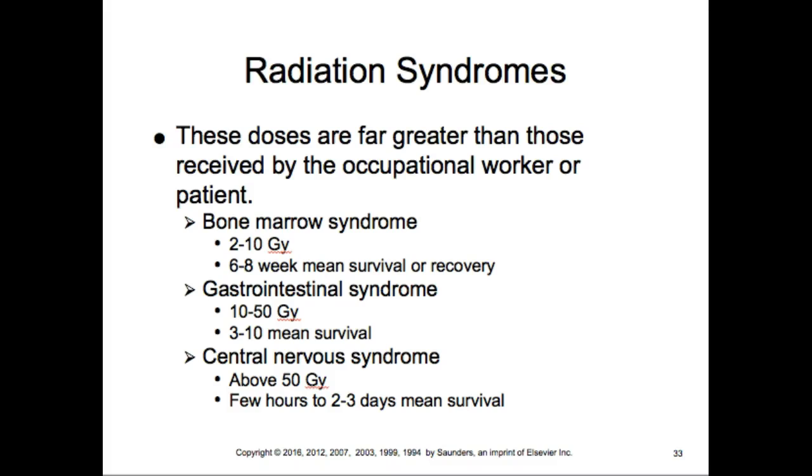So the central nervous system syndrome, it's above 50 grays. So if you receive that amount, you are going to die in 2 to 3 days. So pretty much nothing we can do. Even with gastrointestinal, keeping you hydrated and trying to keep you alive, we usually fail.